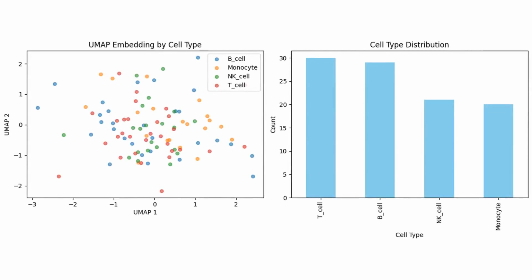Looking at the visualizations, on the left we see the UMAP embedding with cells colored by their type. Since we used random data, the cells are scattered without clear clusters, but in real data, you'd typically see distinct clusters for different cell types. On the right, the bar chart shows a relatively balanced distribution of cell types in our dataset.